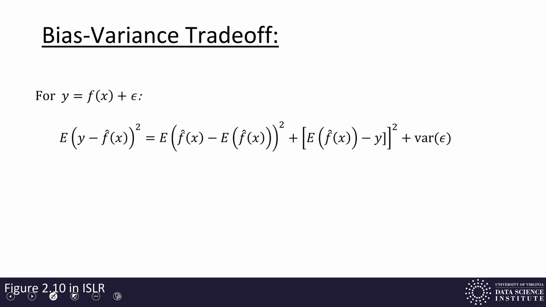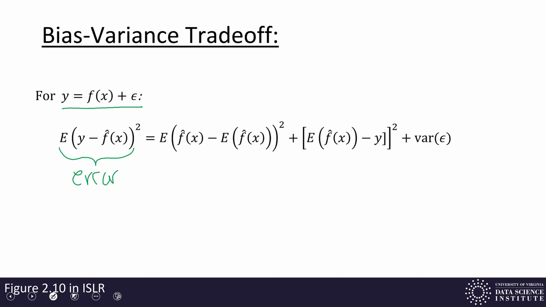Okay, let's look at the bias variance trade-off a little bit more rigorously. So here we have y equals f of x plus epsilon. That's our standard way to say the y value that goes with x is equal to some function of x plus some error. On the left-hand side, it's the expected value of the difference between y and the predicted value, right here. This is an expected value for error squared.